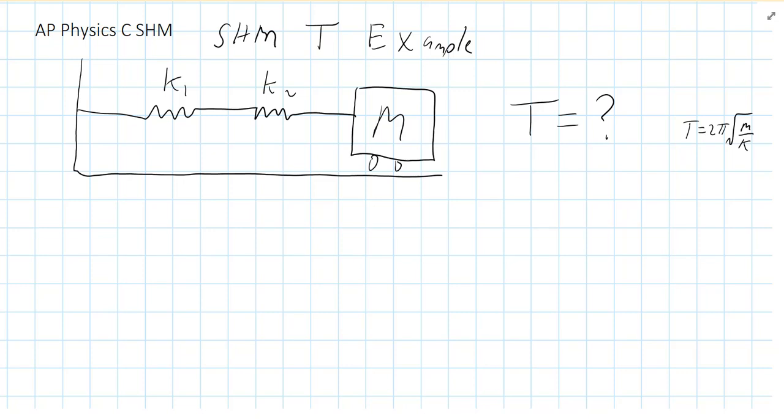Hey folks, I've got a quick example for you. It's involving finding the period of a system that's oscillating, and the system is a mass attached to not one but two springs. The goal is to find the period of oscillation, T.